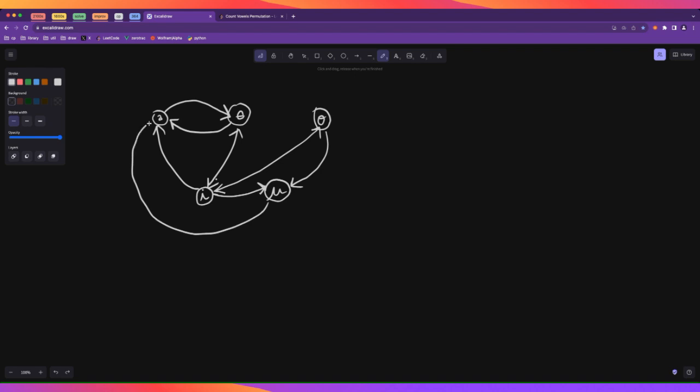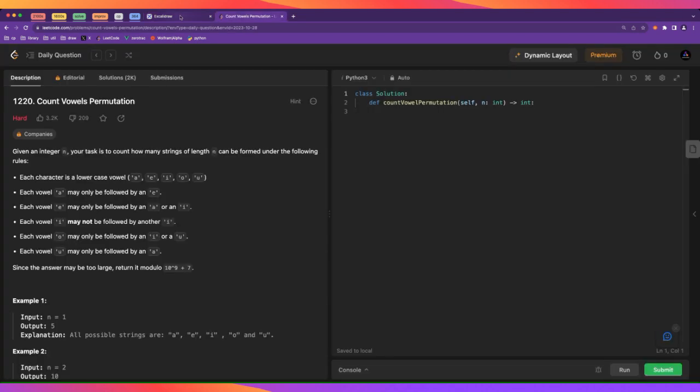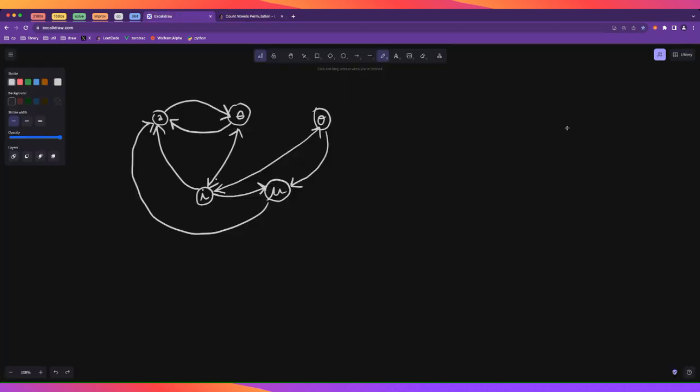So let's do one outside. Okay, so this is the translation of the rules in terms of graph theory, in terms of a directed graph with 5 nodes. We can represent this in a different way. One of the ways to represent graphs is in terms of an adjacency matrix.